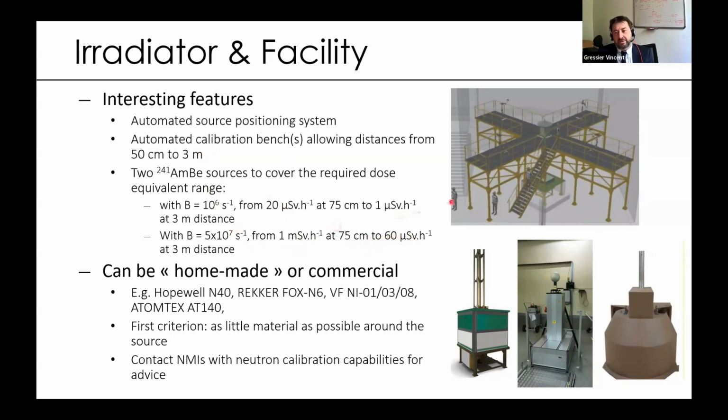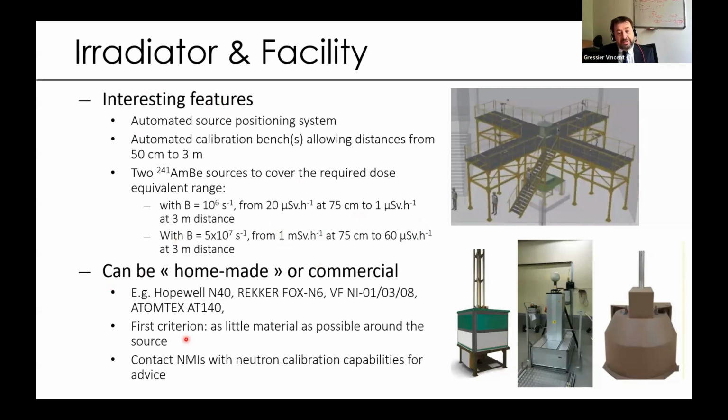And if you want to go down lower, you need another one from 10^6 s^-1 for the emission rate to cover down to 1 microsievert per hour. So why these numbers? Because it is in the different kinds of standards you can find from IEC, from ISO. You have to verify the response of the dosimeters on a range that goes from 1 microsievert per hour to more than 1 millisievert per hour, and 1-2 points per decade. So you have not the choice.